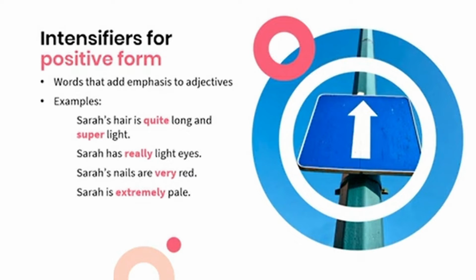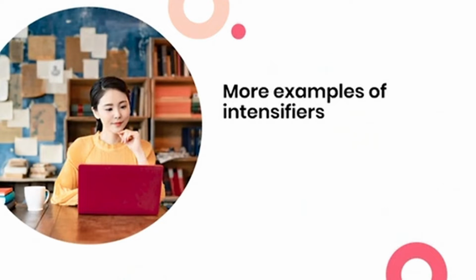Now, it's important to note that we use different intensifiers for different degrees of comparison. In the next two core topics, you'll learn about the two other degrees of comparison. And I want to make sure you don't use the intensifiers you just learned for the other degrees of comparison. These intensifiers are only for the positive form. Here are some more examples of intensifiers you can use for the positive form.